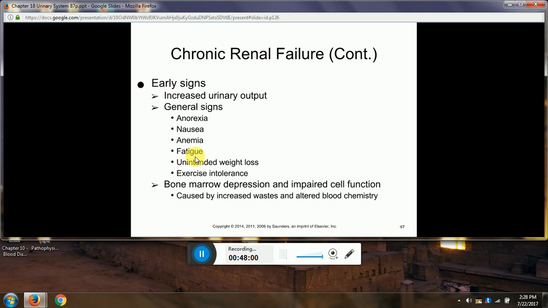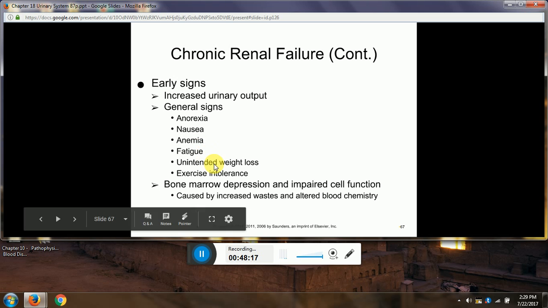Early stages, though, of renal failure would be an increase in urinary output. So they are just leaking everything in the early stages. General signs of renal failure would be anorexia, nausea, anemia, fatigue, unintended weight loss. So people that are losing weight but they're not on a diet, that's what unintended weight loss is. And exercise intolerance.